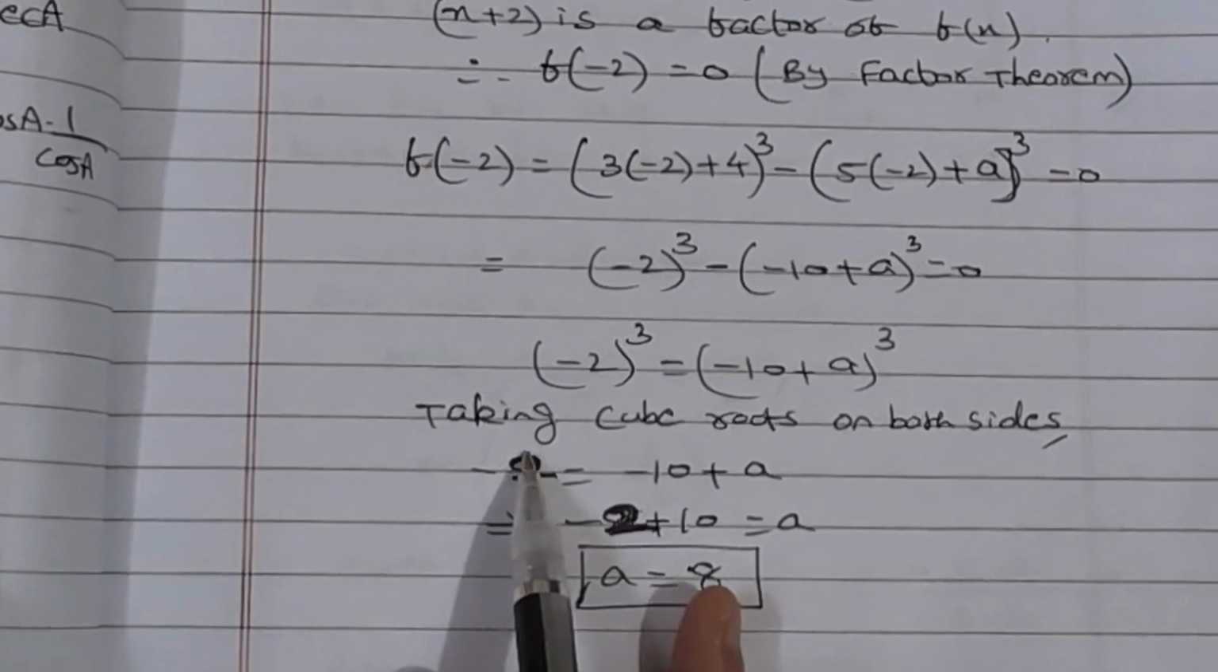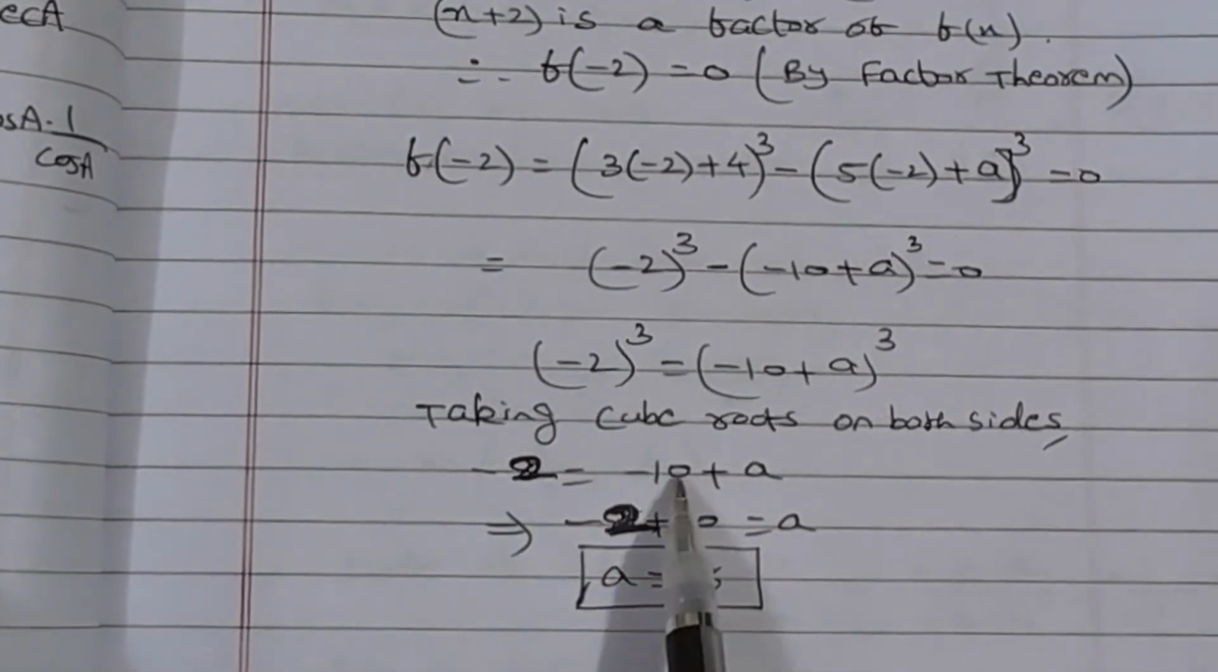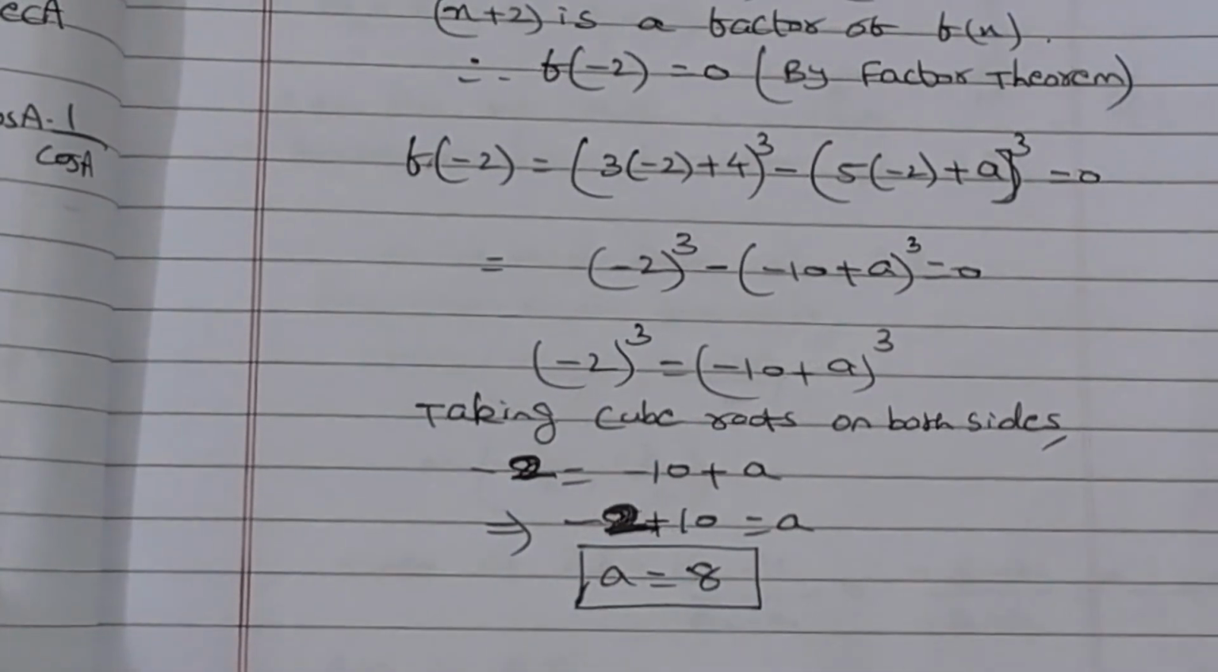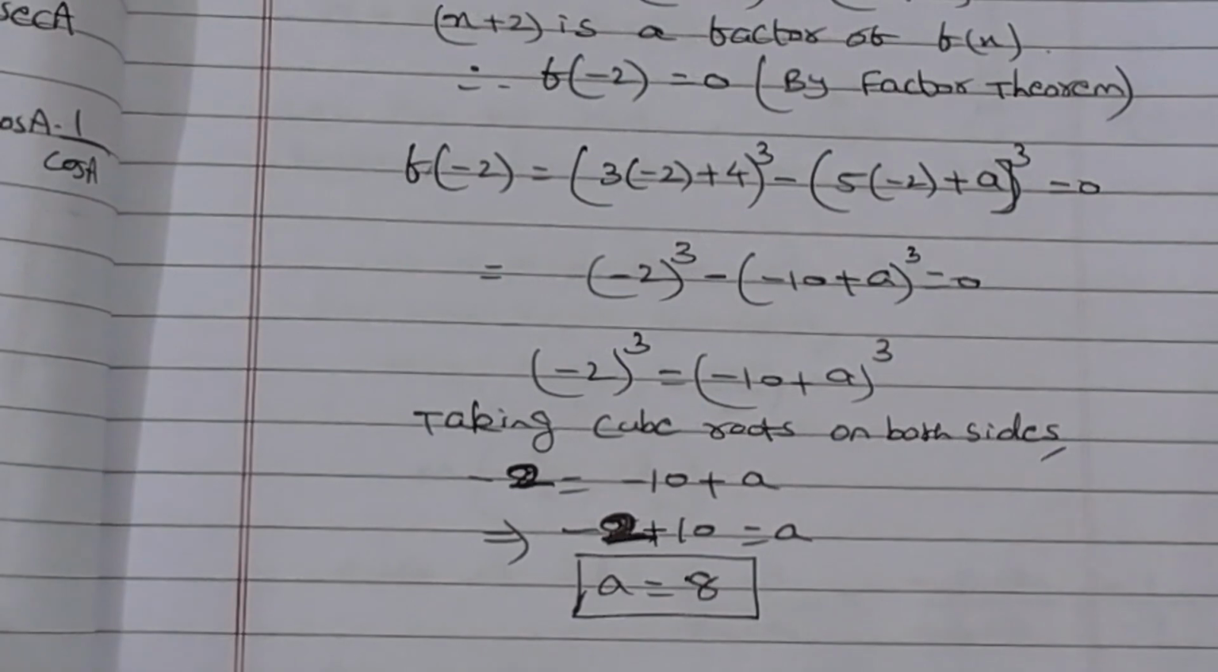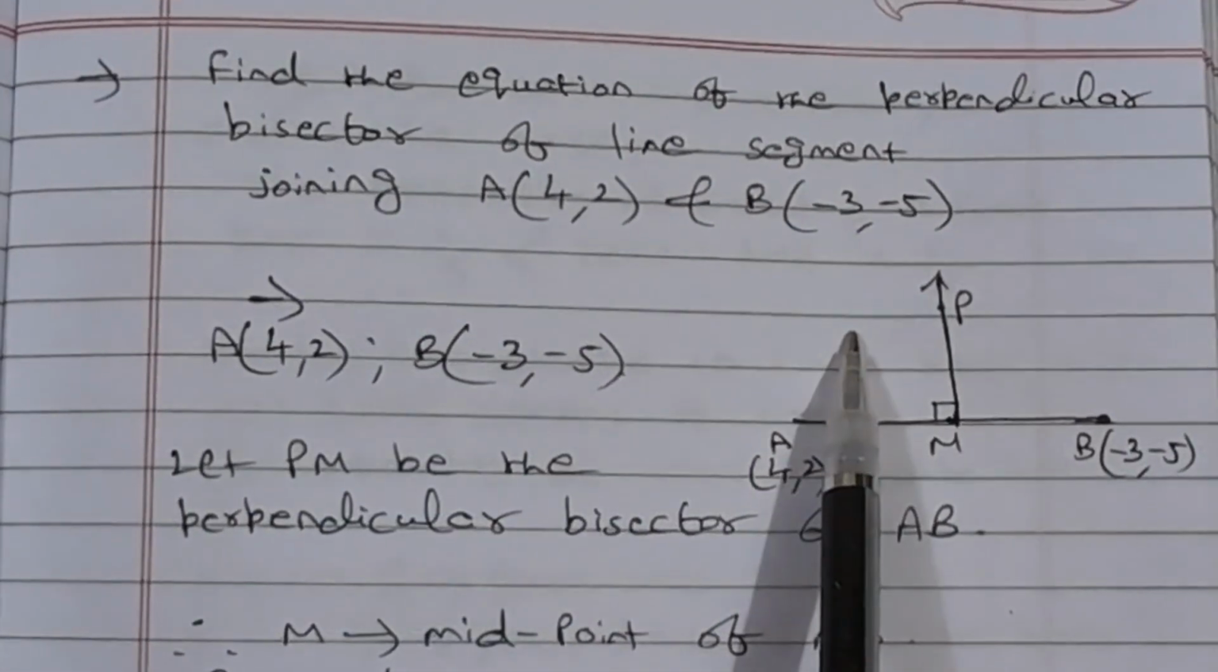This is 2. यहाँ पे गलती हो गया था. So minus 2 is minus 10 plus a है. So यहाँ से a will be 8. Okay. Next question, coordinate geometry का है.